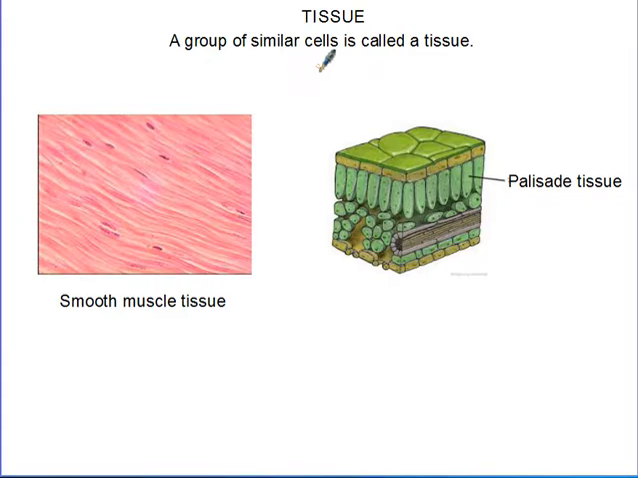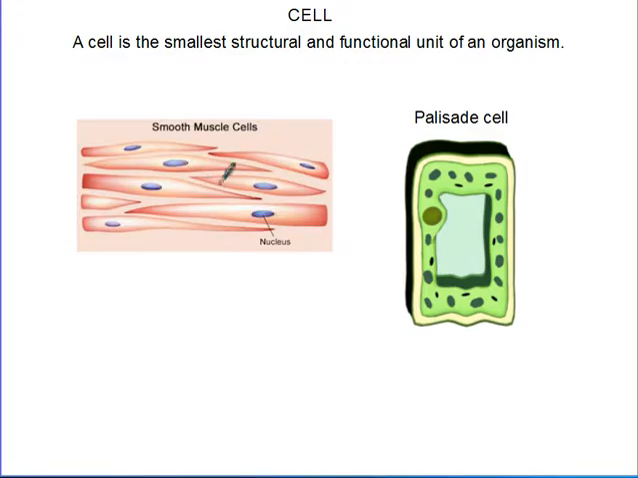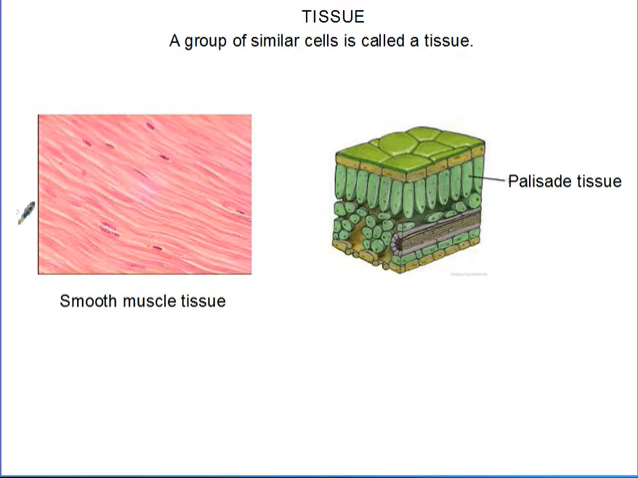Now, a group of similar cells is called a tissue. So these smooth muscle cells we see here come together to form the smooth muscle tissue here. We can see one nucleus here that is from one cell. Another nucleus here from another cell, another nucleus, another nucleus. So this tissue here is made up of smooth muscle cells. You can see the nuclei everywhere. Okay, now a palisade tissue is also formed right here. The palisade cells have come together to form a palisade tissue in the leaf.